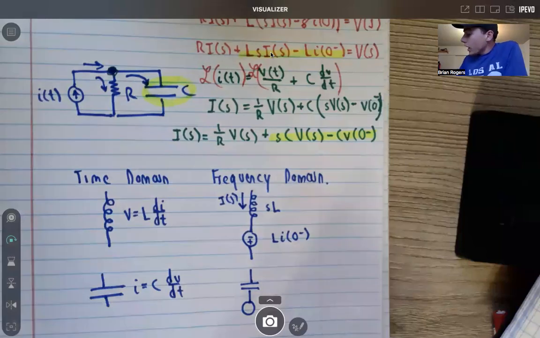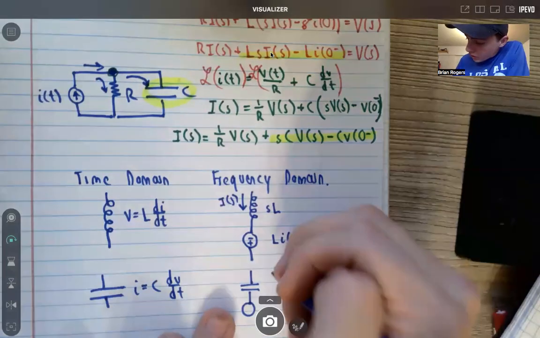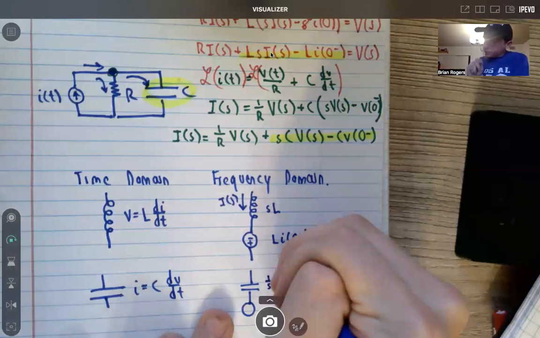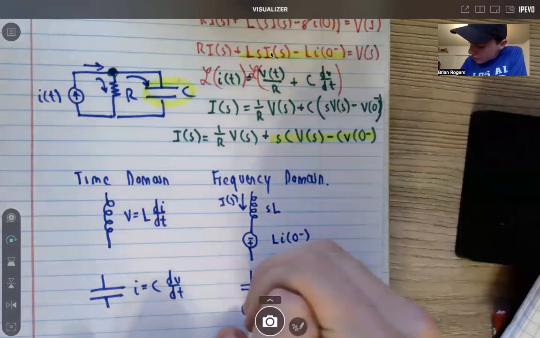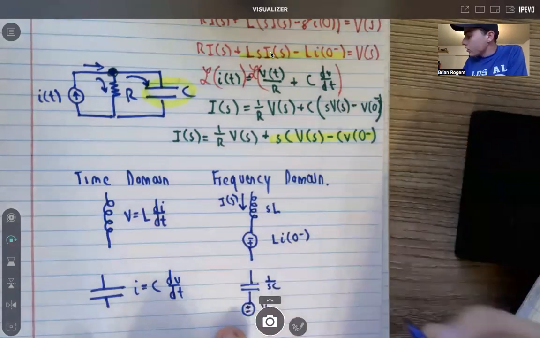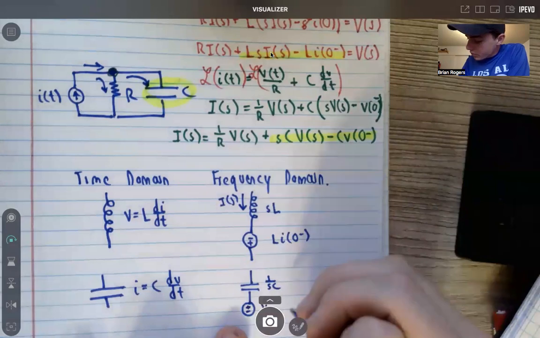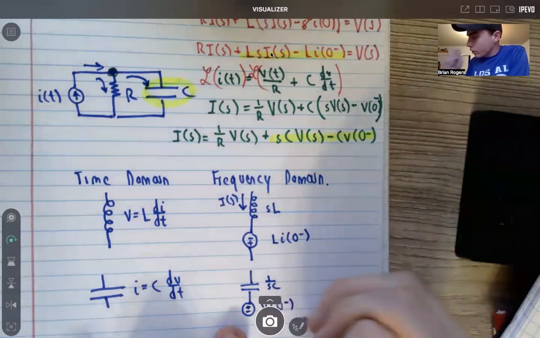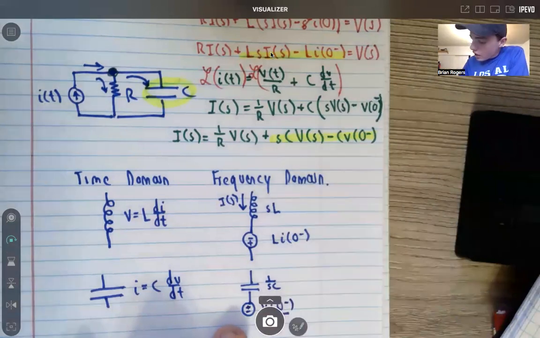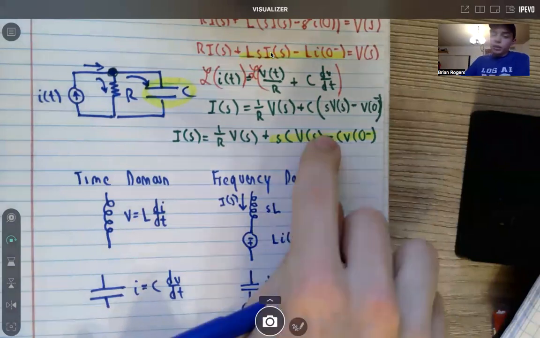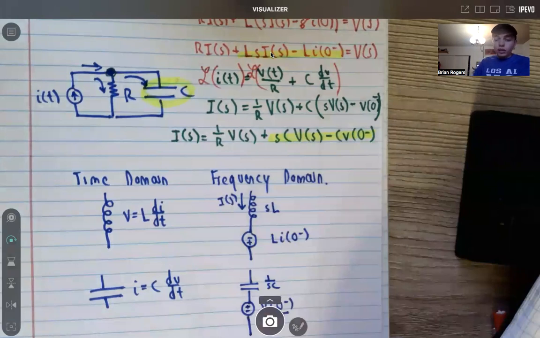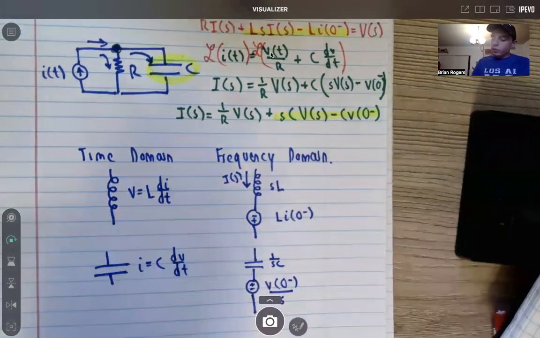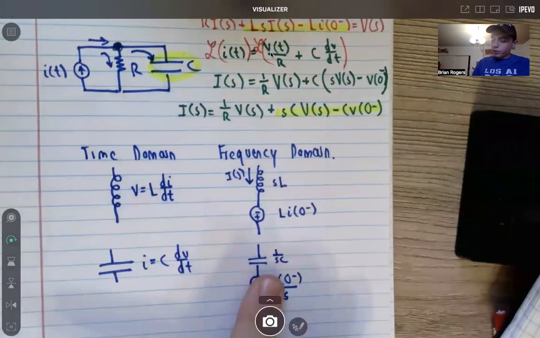So here we have our capacitance, which we give as 1 over sC. And then we have our voltage source here, which is given by V0, the voltage at time 0, over s. You can derive that from the equation up here to see what it represents. That's how these come into being: they have different representations in the time domain and frequency domain.